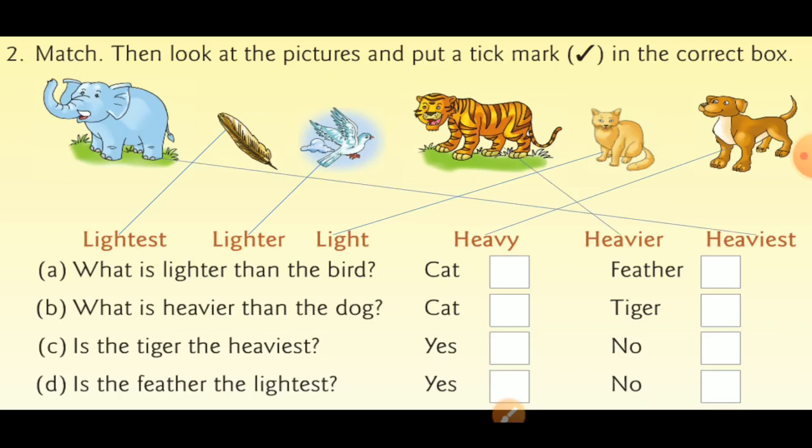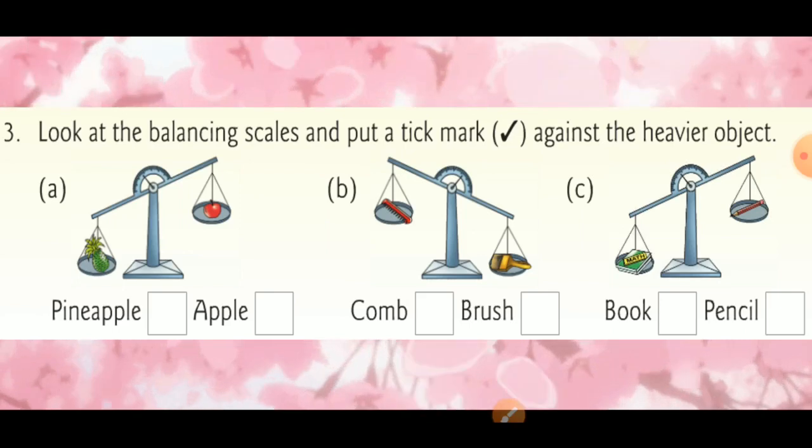Number A. What is lighter than the bird? So, cat or feather? Obviously, feather. What is heavier than the dog? Cat or tiger? Yes, tiger. Is the tiger heaviest? Yes or no? No, because the elephant is the heaviest in weight. Is the feather lightest? Yes or no? Yes.